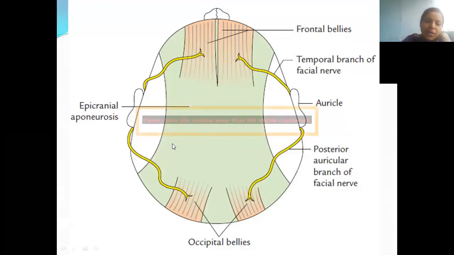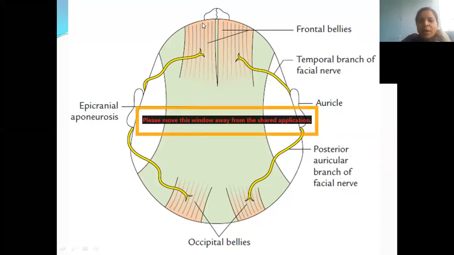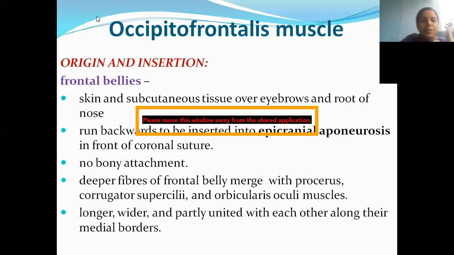What is the muscle? What is the third layer? We have epicranial aponeurosis, also called galea aponeurotica. From the front we have frontal bellies, and from behind we have occipital belly. So frontal belly is the frontalis muscle, occipital belly is the occipitalis muscle. Together you call it occipitofrontalis.